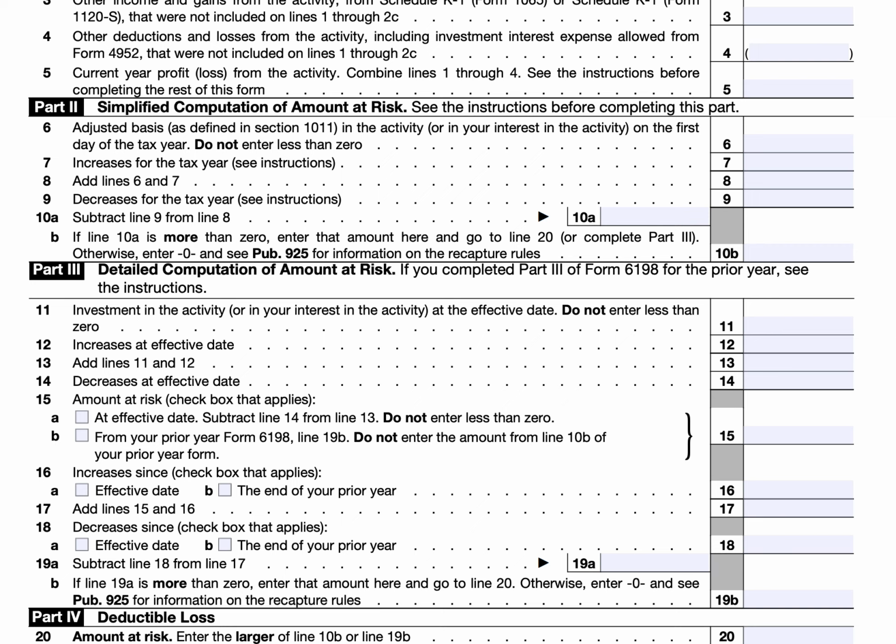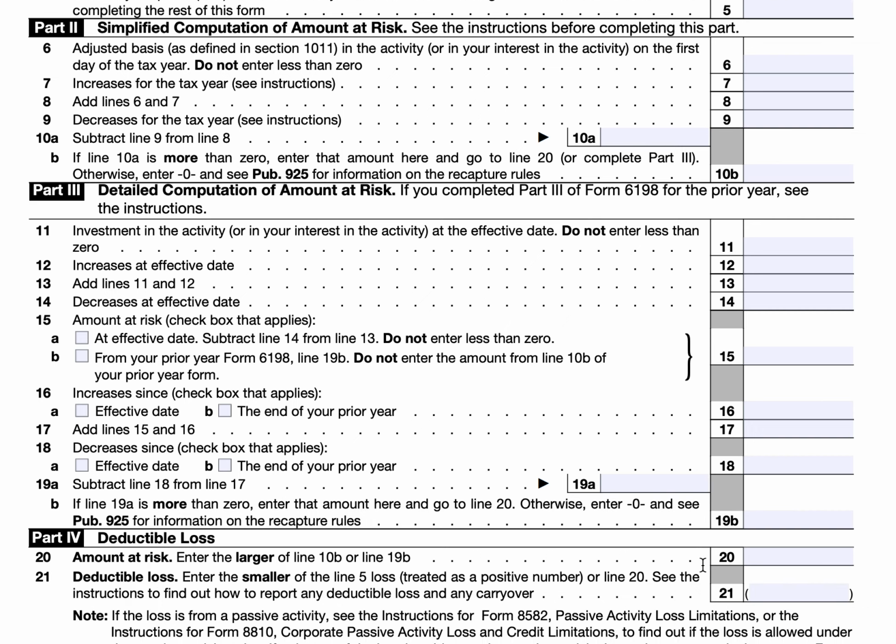So again, you're going to check the appropriate block, then you're going to subtract line 18 from line 17. That gives you the result in 19A. If this amount is more than 0, then you'll enter that amount in 19B and then go on to line 20. If it's 0 or less, then you'll enter 0 and then go to IRS publication 925 for more information on recapture rules.